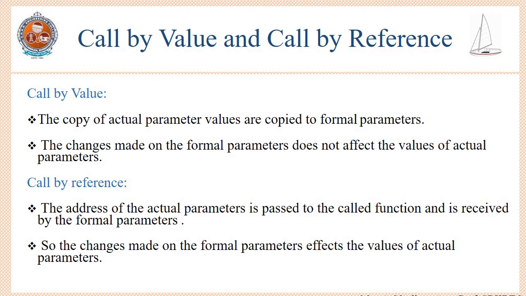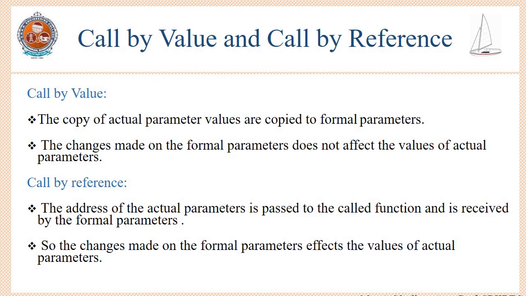In the call by value parameter passing method, the copy of actual parameter values is copied to the formal parameters, and the changes made on the formal parameters do not affect the values of the actual parameters. That means after the execution control comes back to the calling function, the actual parameter values remain the same.